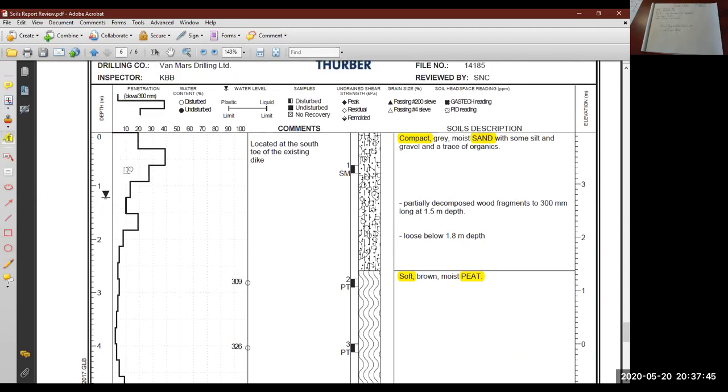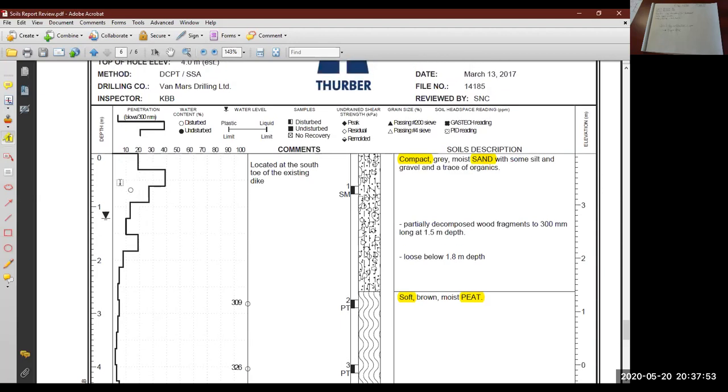Up here above the water table, right? So the water table's right here, we're at about 10%. So this is drier up above the water table. So this same grid is used for the water content as well as the penetration, the blow count.